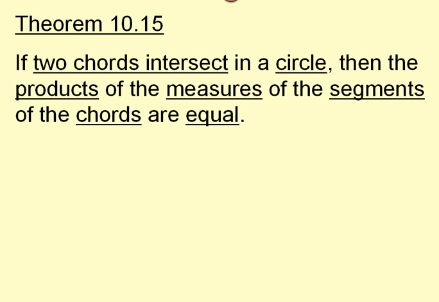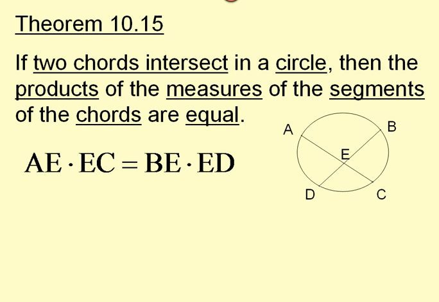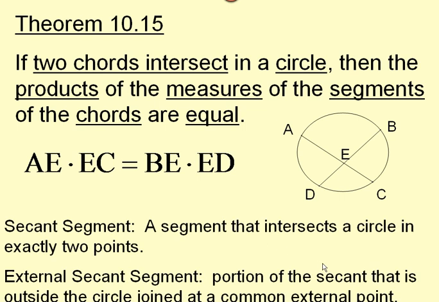If two chords intersect in a circle, then the product of the measures of the segments of the chords are equal. So here we have two chords AC and DB, and if I find AE and multiply it by EC, that product will equal that of BE times ED, and that's what this theorem is showing.